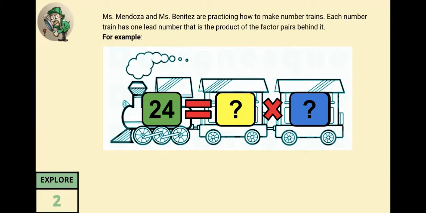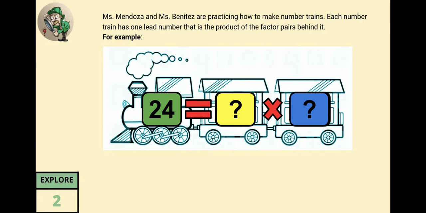In this task, Ms. Mendoza and Ms. Benitez are practicing how to make number trains, which are another way of writing factor pairs. Each number train has one lead number that is the product of the factor pairs behind it.